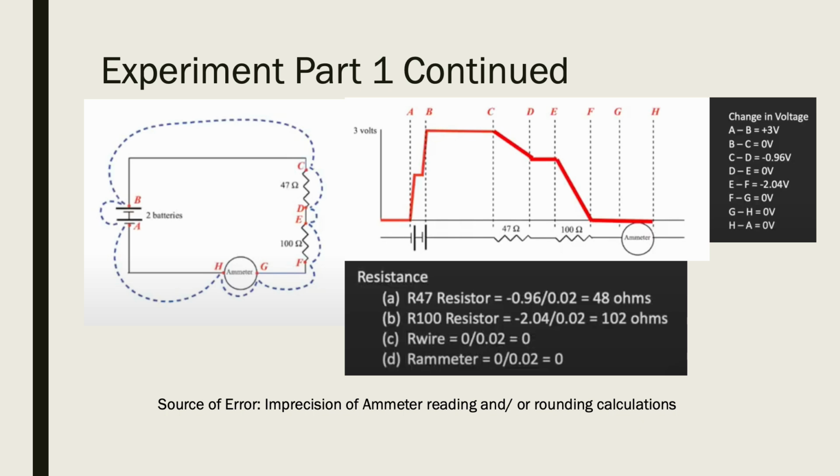From this, we were able to determine the resistance of each component of the circuit. We saw a slight change from 48 ohms to our 47 ohm resistor, and 102 ohms to our 100 ohm resistor. This could be just the precision of the ammeter and or rounding in the calculations when I was doing them.